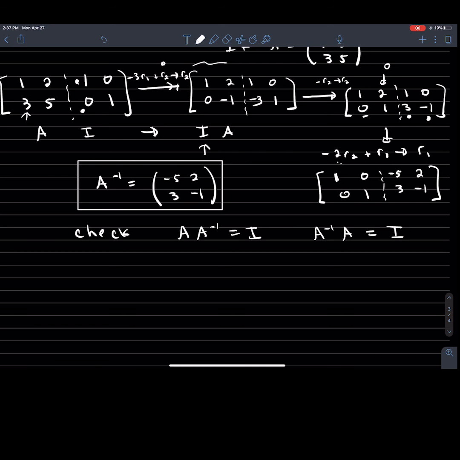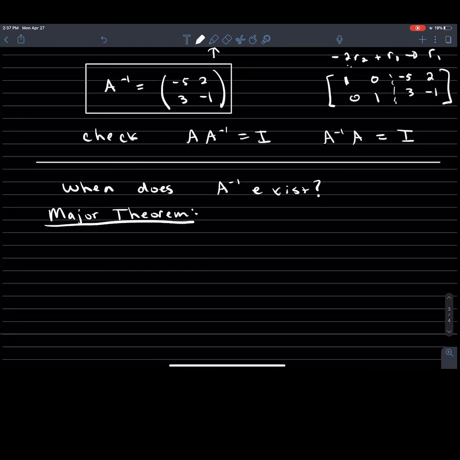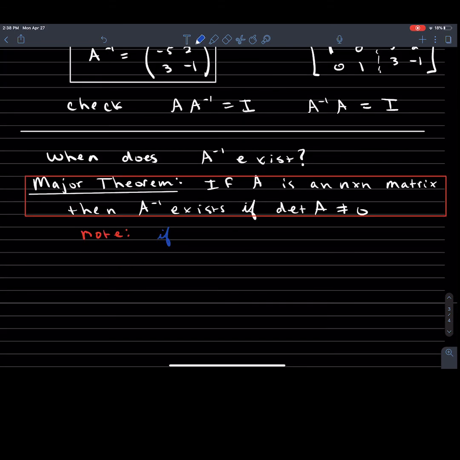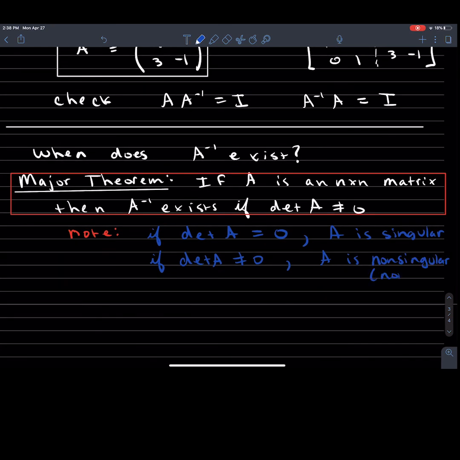So now the next question is, when does A inverse exist? There's a major theorem for this. The major theorem says if A is an n by n matrix, A inverse exists if the determinant of A does not equal 0. If the determinant of A is equal to 0, then A is called singular. So if the determinant of A does not equal 0, then A is non-singular, and that means it's non-zero. That's how I remember it.